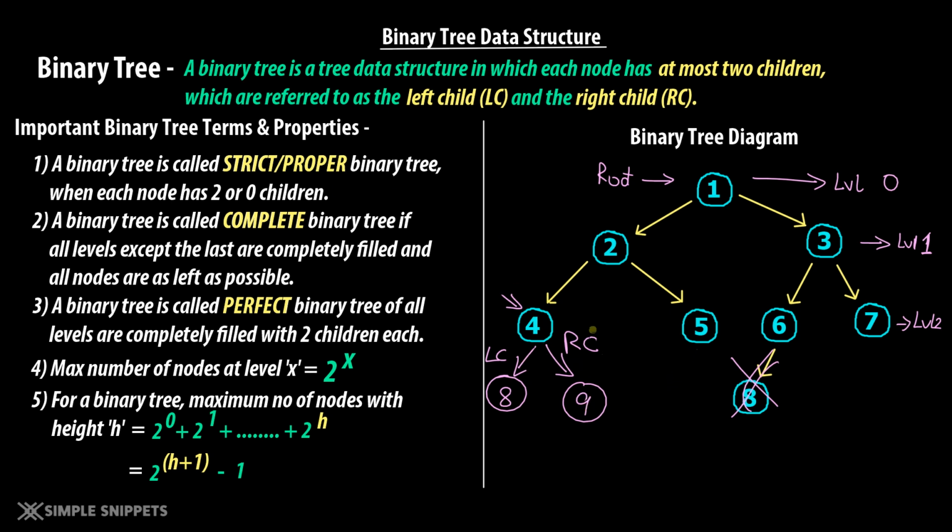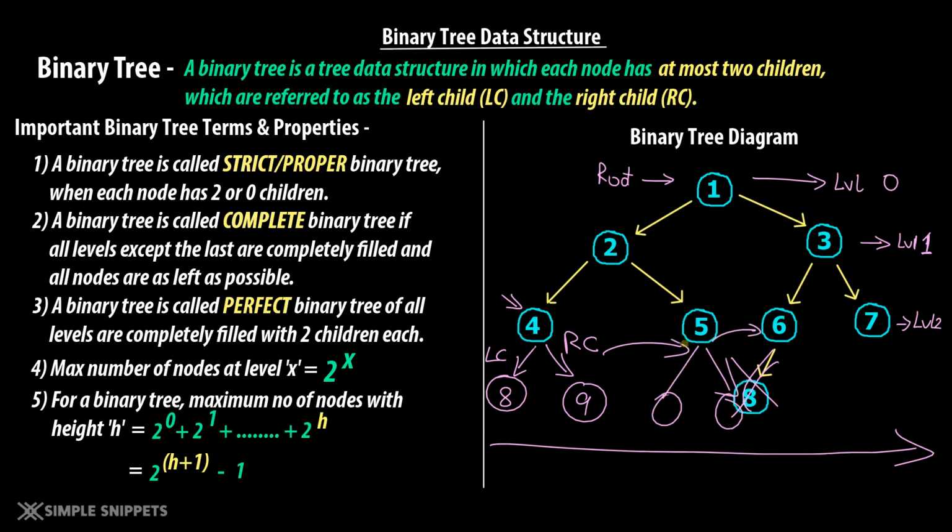Okay, so when you fill in nodes, they have to start from left to right. The leftmost node at level 2 will get filled first, starting from left to right, that is left child first, then right child, and then you move to the next node. Then you fill these two and then you move ahead. Okay, and that's how you get a complete binary tree.